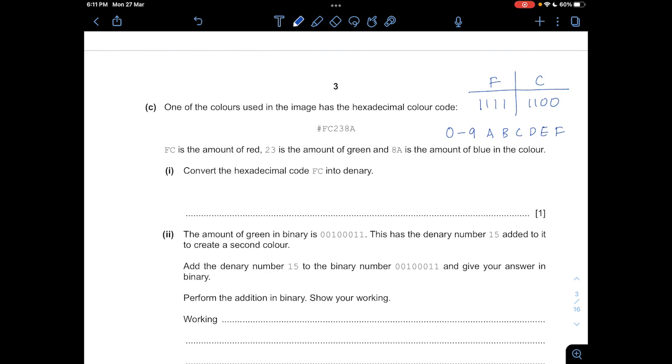So then you convert it into denary. This is how I do it. So 2 power of 0 here, 2 power of 0, 1, 2 power of 1, 0, 2 power of 2, 2 power of 3, 2 power of 4 until 7.